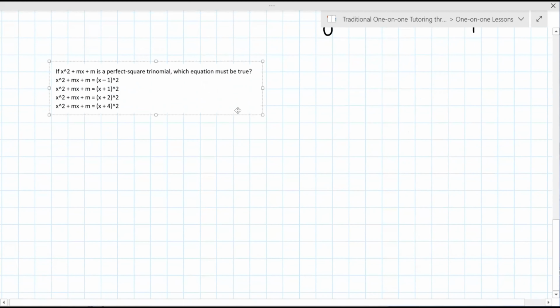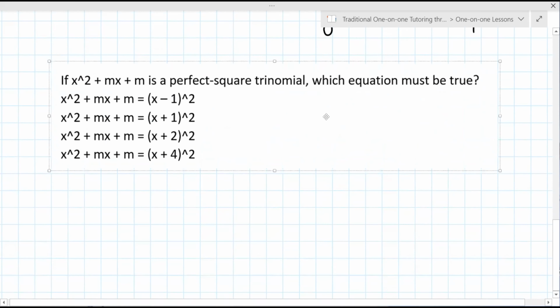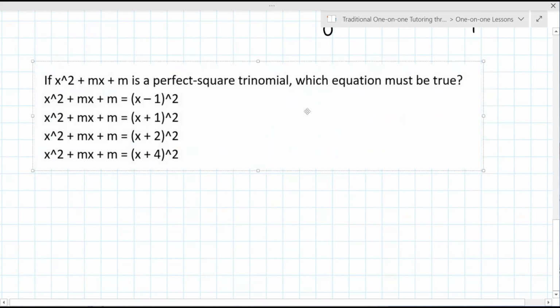All right, if x squared plus mx plus m is a perfect square trinomial, which equation must be true? Okay, so we're actually just gonna foil each of these. There is another way to do it, but we might as well just do the foil. And it's good practice for you also. Would you mind foiling this for me and telling me the result?